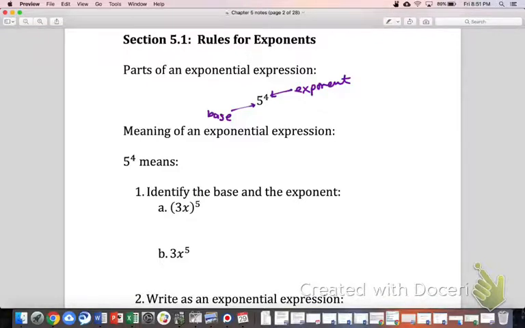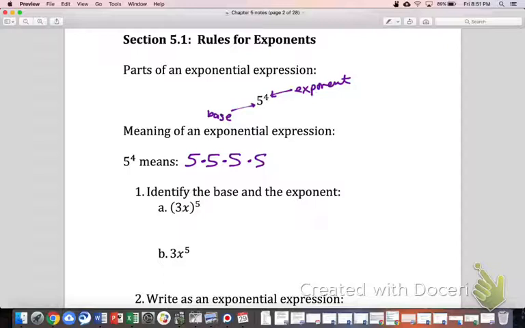Okay, so the meaning, 5 to the 4th power, or 5 to the exponent of 4, means this: 5 times 5 times 5 times 5. And essentially 5 times itself 4 times. So what I want you to do here is take a minute and look at 1a and 1b. I want you to decide what the base is and what the exponent is for both of these expressions.